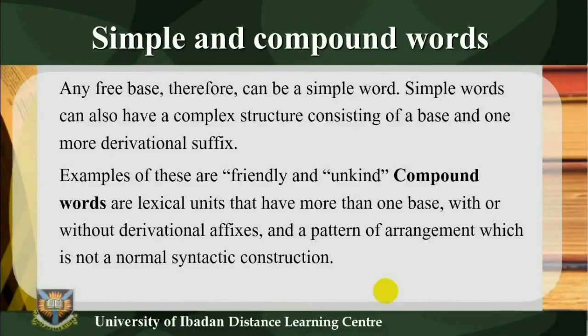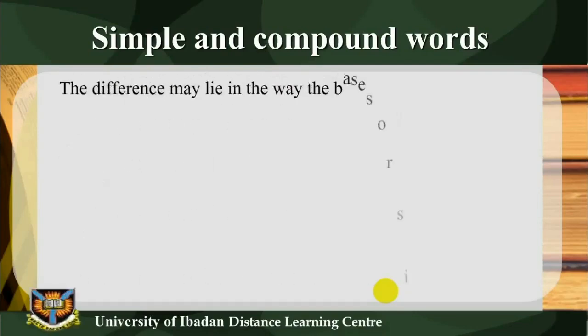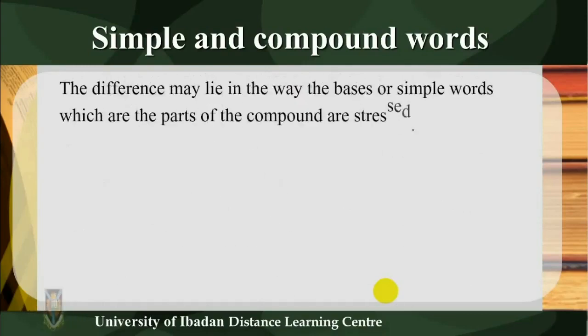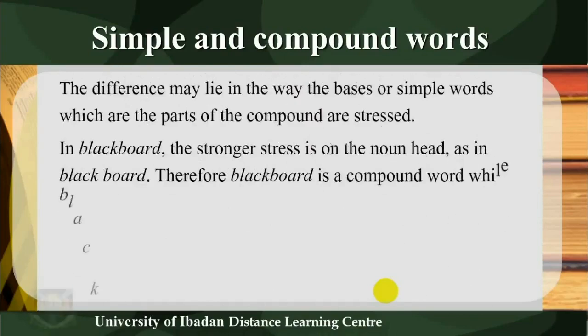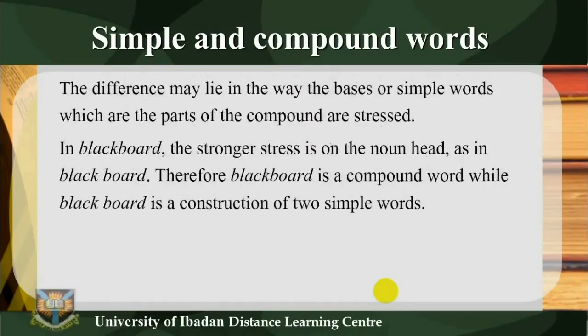Compound words are lexical units that have more than one base, with or without derivational affixes, and a pattern of arrangement which is not a normal syntactic construction. The difference may lie in the way the bases of simple words, which are the parts of the compound, are stressed. In blackboard, the stronger stress is on the noun head. Therefore, blackboard is a compound word, while black board is a construction of two simple words.